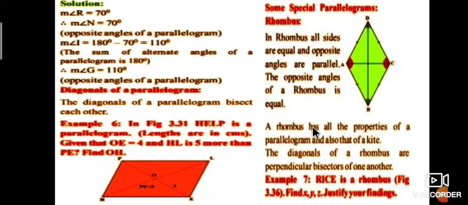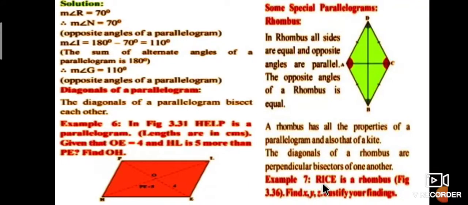Therefore a rhombus has all properties of a parallelogram. A rhombus has all the properties of a parallelogram and also that of a kite. The diagonals of a rhombus are perpendicular bisectors of one another.